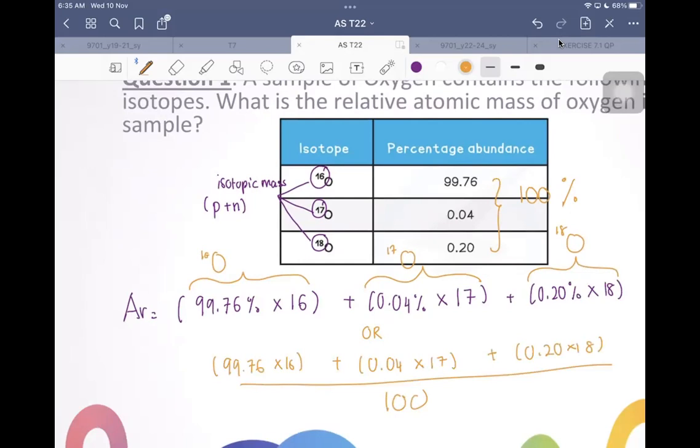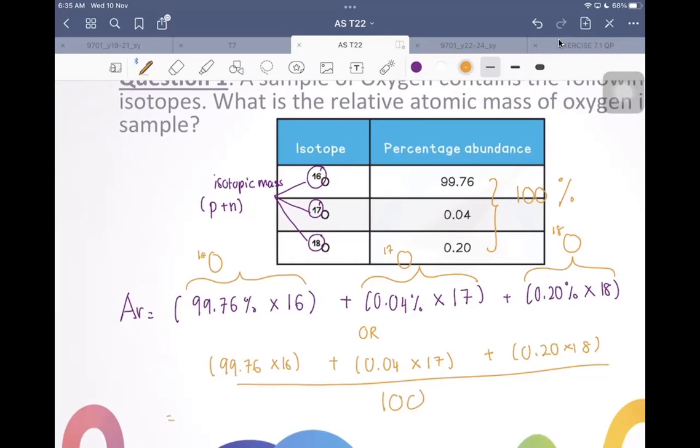Can you please work that out and give me the answer, because AR is usually to 1 decimal place. So give me the answer to 1 decimal place. All right, so I'll leave you to work that out yourself, and I will move on to the next question, okay?